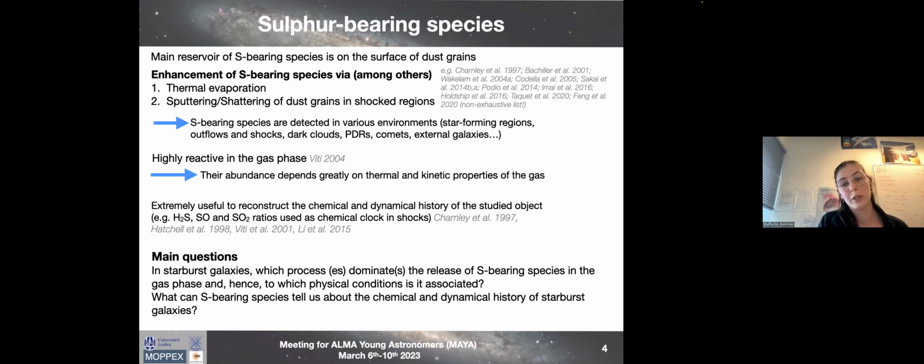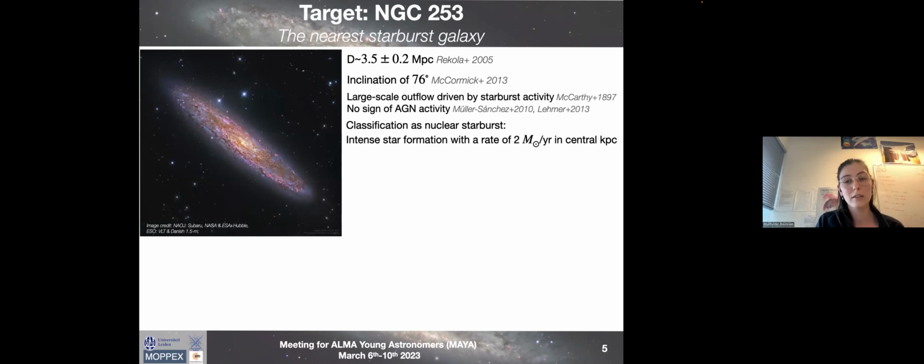So for that, of course, we need to study starburst galaxies, and the perfect target is NGC 253. It's the closest starburst galaxy. It has a large-scale outflow that is driven by the starburst activity and has no sign of AGN activity. Therefore, because of this high inclination, we can easily decompose the outflow component from the ISM component. So this galaxy is actually the best target to study the feedback mechanism of star formation alone.